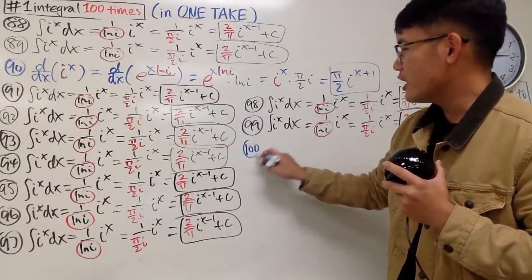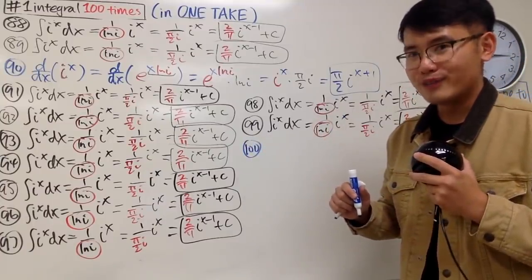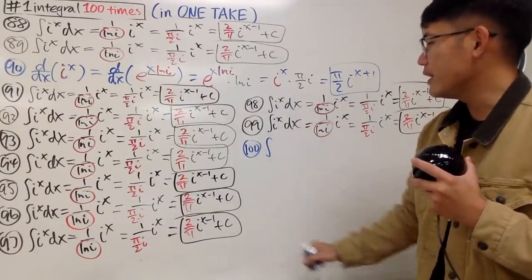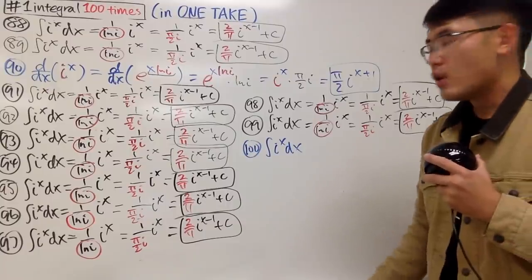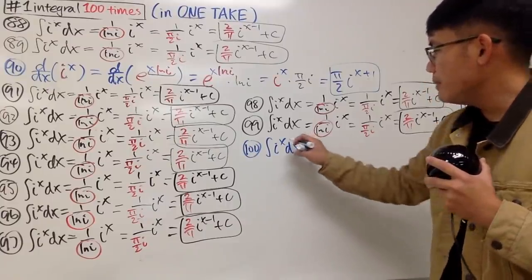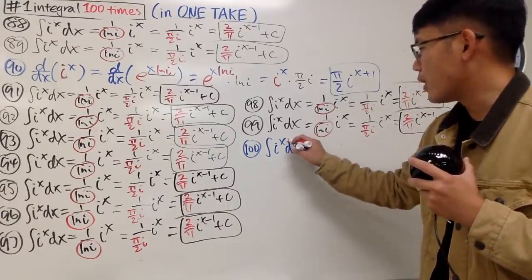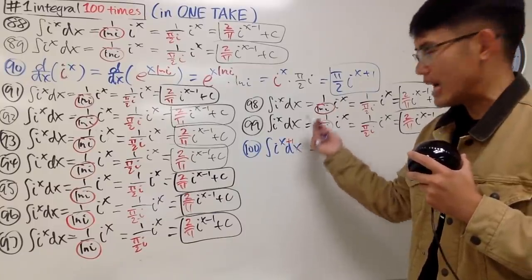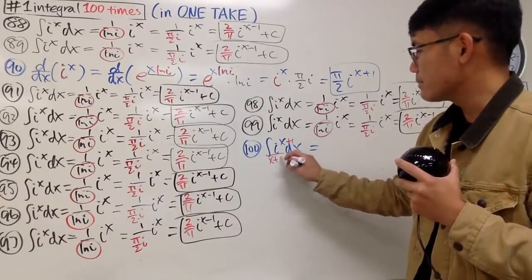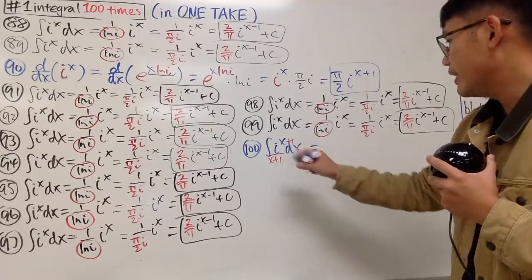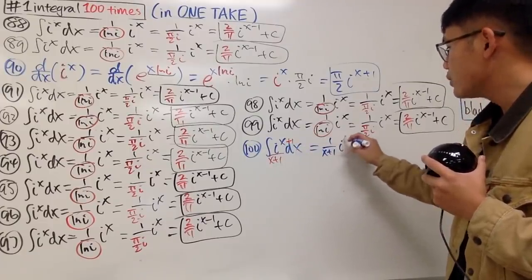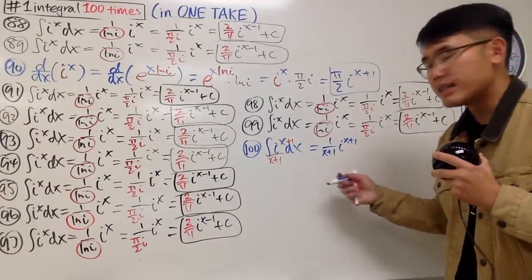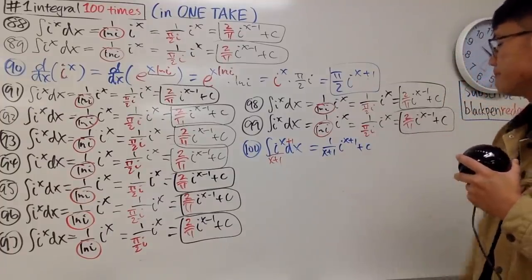Okay, ladies and gentlemen, number 100. We are going to be integrating i to the x power dx. Well, let me just add 1 to the power, because we have the power right here, right? So we add 1 to the power and divide it by the power, which is x plus 1. We end up with 1 over x plus 1, and then i to the x plus 1 power like this. And we are done. Put a plus c.